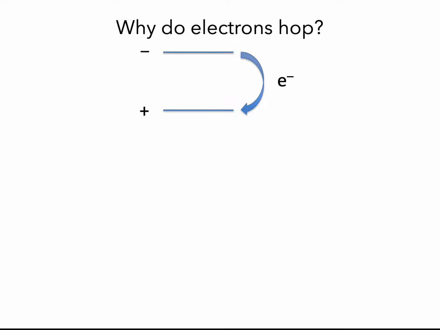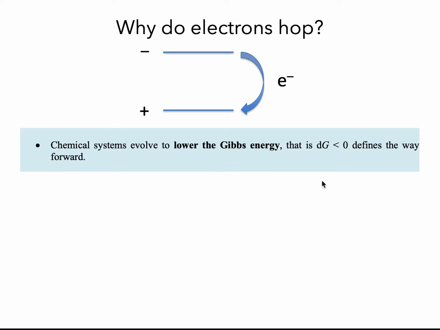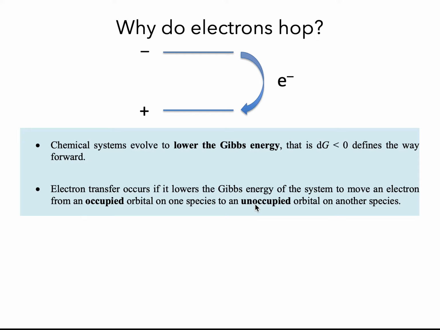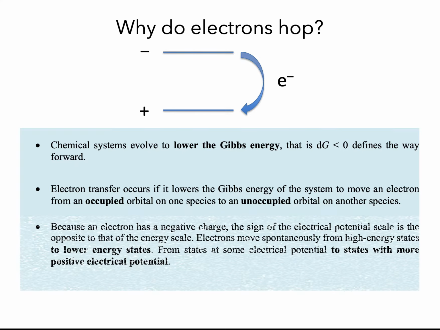Now, why does the electron hop? Well, chemical systems always evolve to lower their Gibbs energy. That defines the way forward. So, electron transfer occurs if it lowers the Gibbs energy of the system to move an electron from an occupied orbital to a species that has an unoccupied orbital that lowers the Gibbs energy.